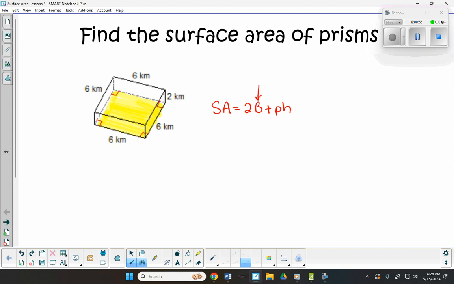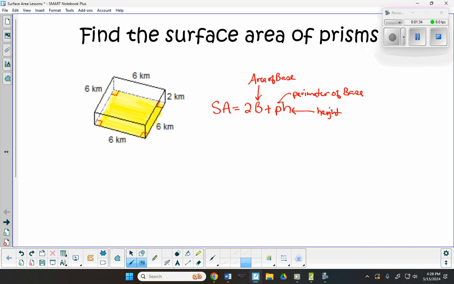Big B in this formula represents the area of the base. And whatever the base is, in this case it's a square, but whatever the base is, you use the formula to find that area. The P stands for the perimeter of the base. And the H stands for the height of the figure, which means the distance from the bottom base to the top base.